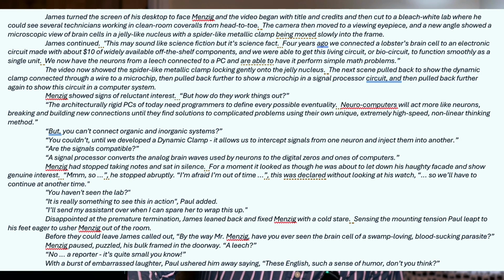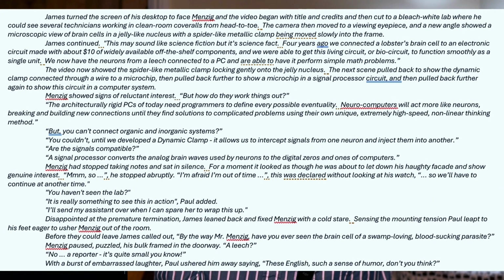The video now showed the spider-like metallic clamp locking gently onto the jelly nucleus. The next scene pulled back to show the dynamic clamp connected through a wire to a microchip. Then pulled back further to show a microchip in a signal processor circuit, and then pulled back further again to show this circuit in a computer system.